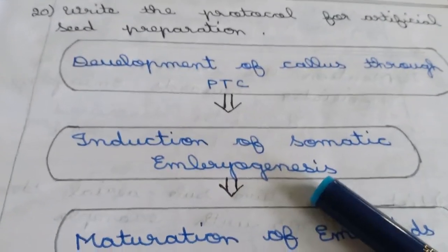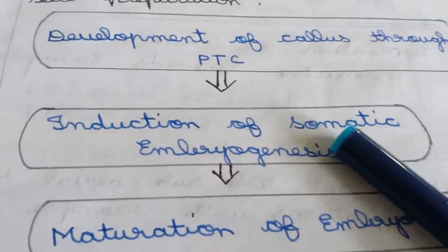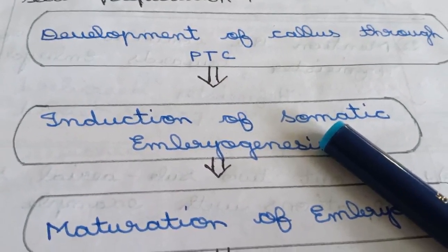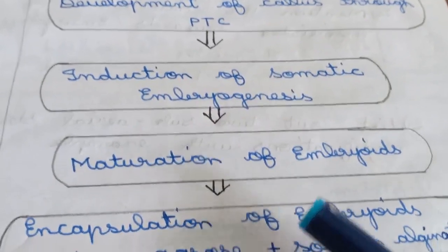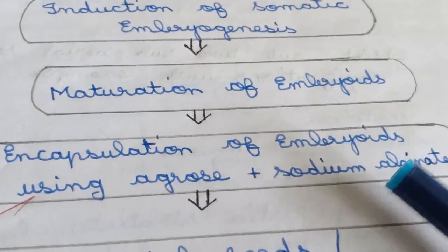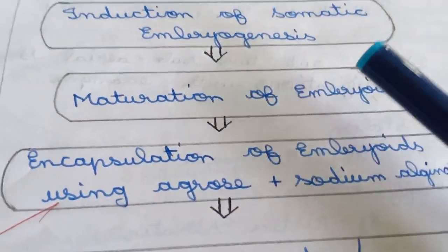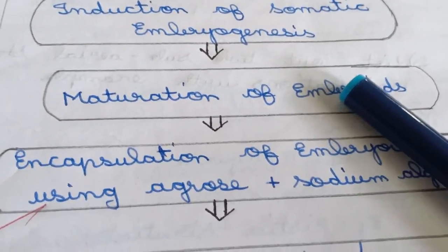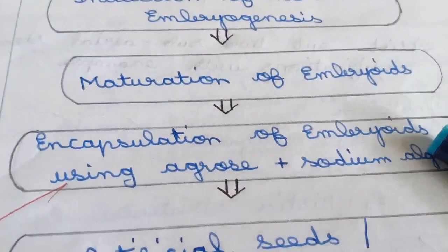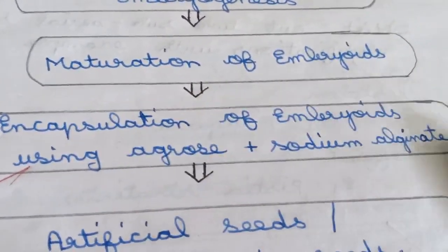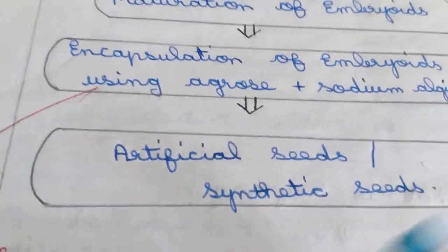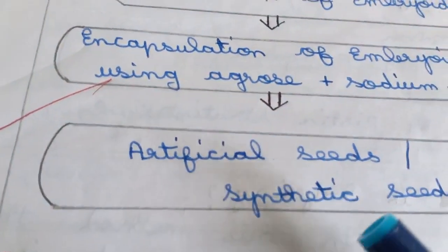Second, induction of somatic embryogenesis. We have studied somatic embryogenesis, that is the development of embryo from the callus. Maturation of embryoid. Then encapsulation of the embryo. We are covering the embryo using agarose and sodium alginate. The embryo is formed, the embryo is matured. Before the embryo grows into a plant, we are covering it, and we call it encapsulation. Encapsulation of the embryo using the materials. What are the two materials? Agarose and sodium alginate. And this is called an artificial seed. The other name for artificial seed is synthetic seed.